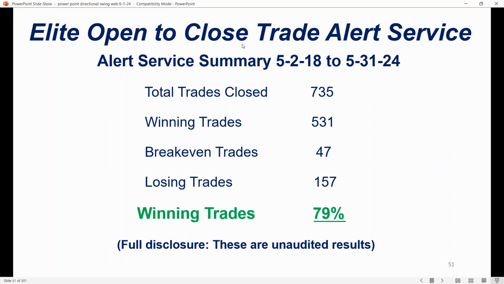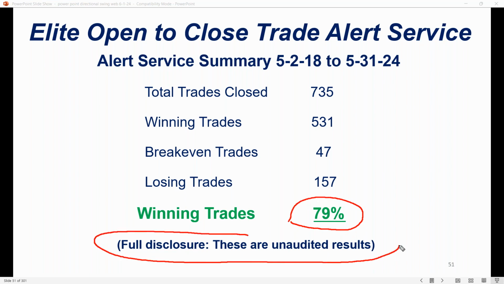So with the Elite Open and Close Trade Alert Service, just a quick review, so you can see how this is done, and it's really had a great performance. Now these are unaudited, but these are just the winning and losing trades, okay? So I started my first alert service. There are 5 alerts that I send out.